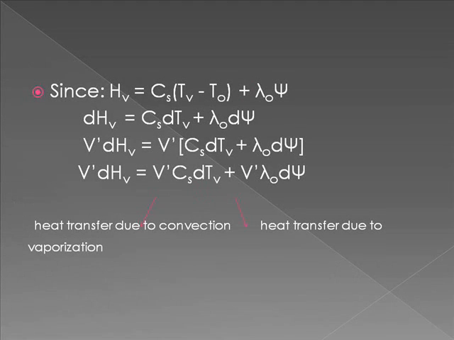Since HV is equal to CS times the quantity TV minus T naught plus lambda naught psi, taking the derivative, we have DHV is equal to CS DTV plus lambda naught d psi. Multiplying V prime to both sides of the equation, we have V prime DHV is equal to V prime CS DTV plus V prime lambda naught d psi. V prime CS DTV represents the heat transfer due to convection, while V prime lambda naught d psi represents the heat transfer due to vaporization.